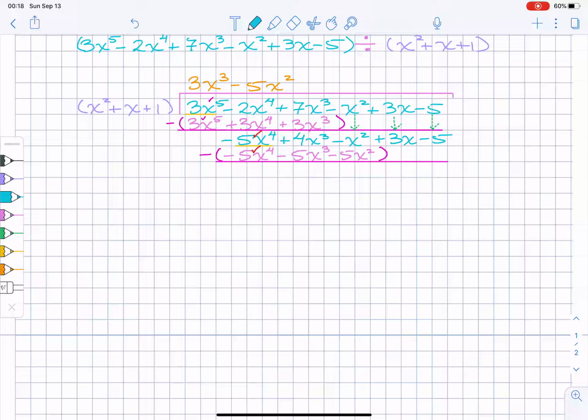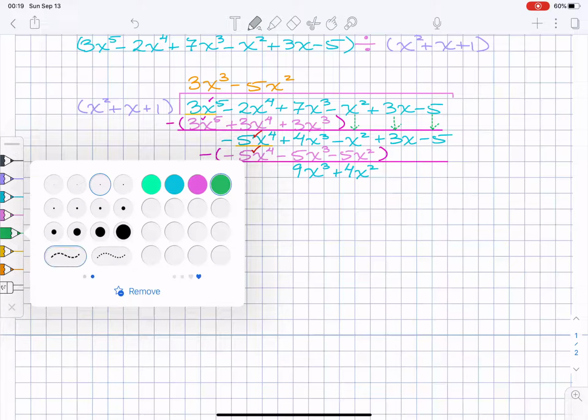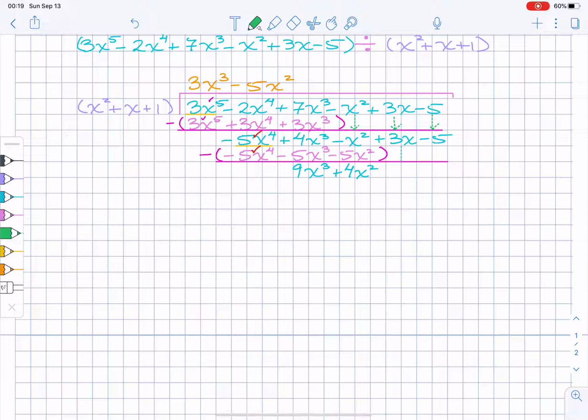Now, 4x cubed and two negatives make plus 5x cubed, which is going to be 9x cubed. Negative x squared and two negatives makes this plus 5x squared, which will give us a plus 4x squared. And then I'm going to go ahead and bring down the 3x and the negative 5. So this will be plus 3x and minus 5. And then we start again.